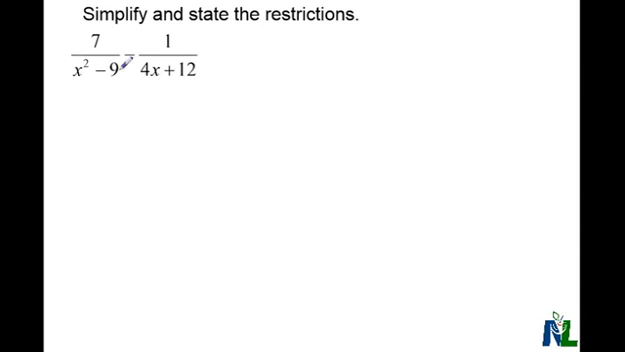In this example, we'll be going over subtracting two rational expressions. So I'll be subtracting 7 over x squared minus 9 and 1 over 4x plus 12.